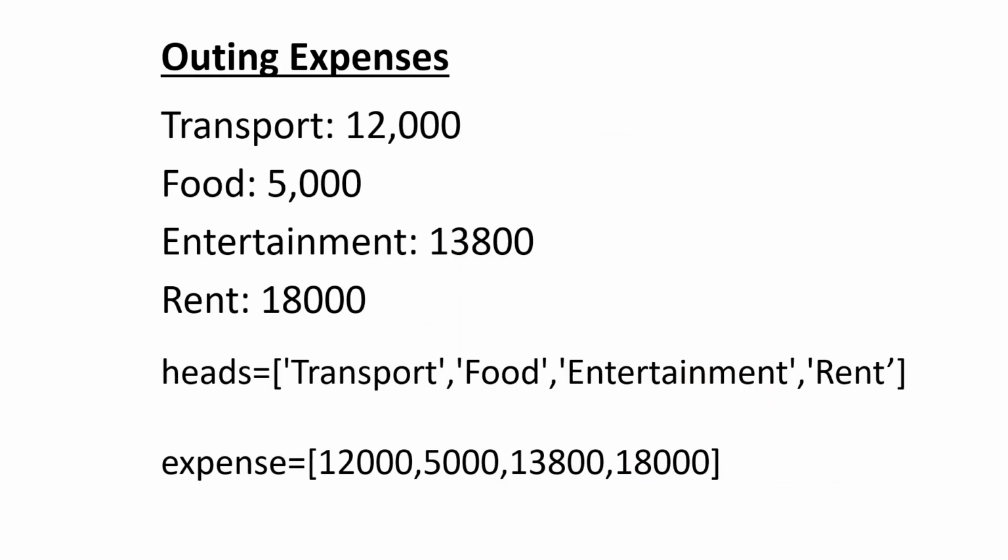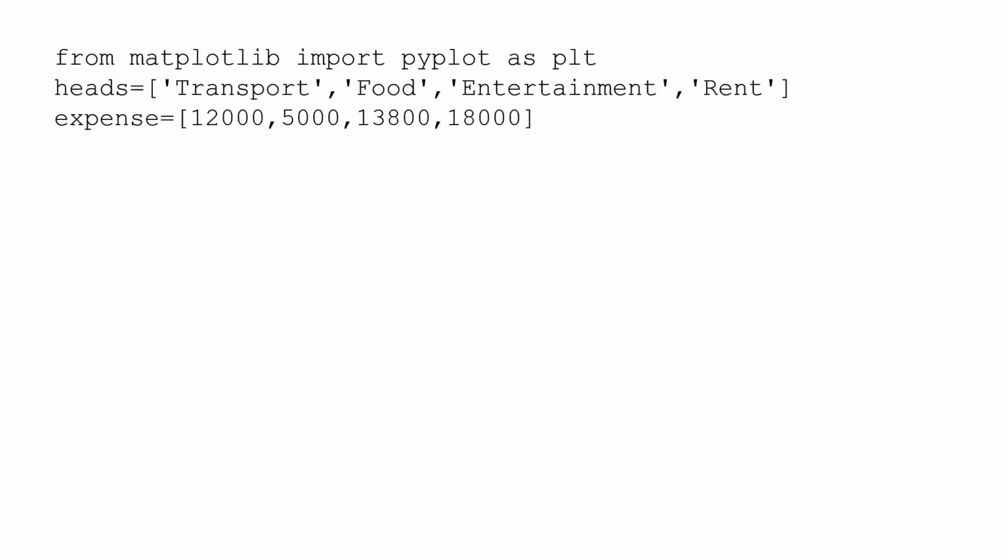Let us again take the same example of outing expenses. This data was earlier depicted as a line chart and then as a pie chart. Now we shall depict the same data as a bar chart by calling the bar function of Pyplot module. Here is the complete code. After importing Pyplot and defining the lists heads and expenses, we call bar function with heads and expense as arguments. Then we show the graph and run the code, and here is the output.